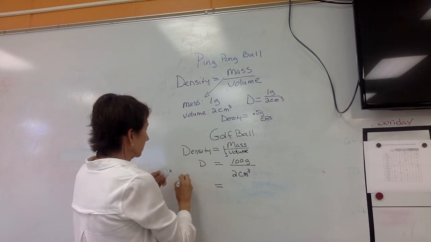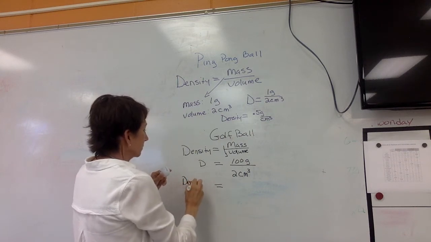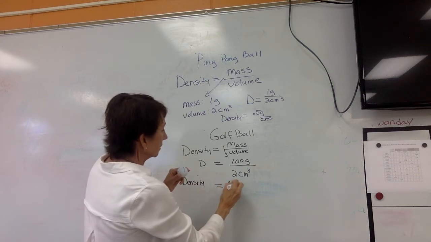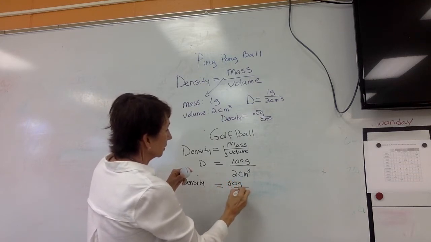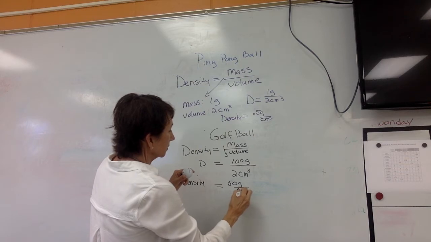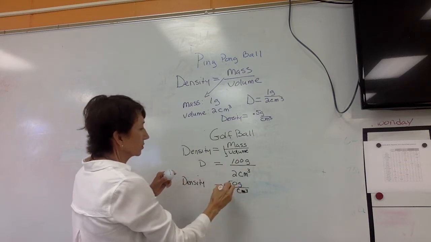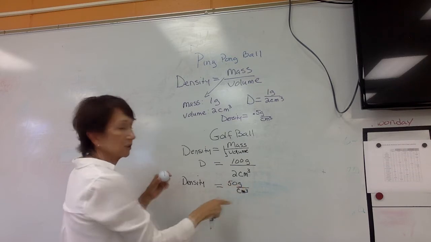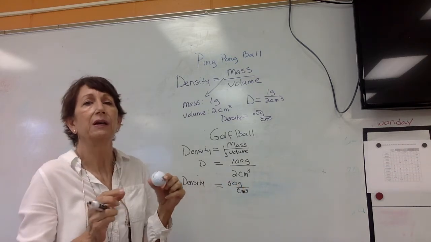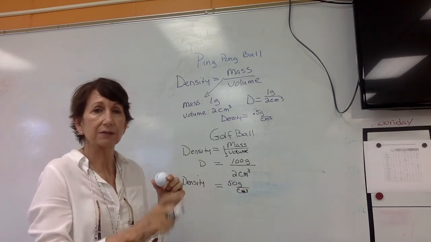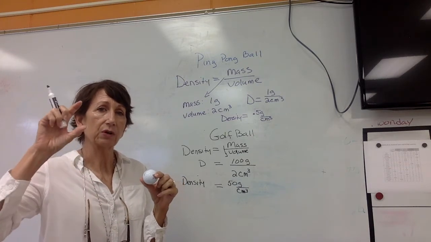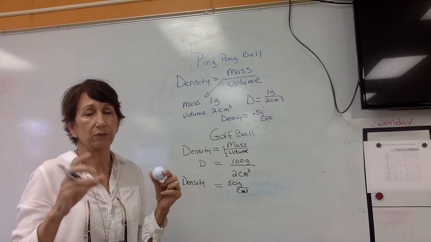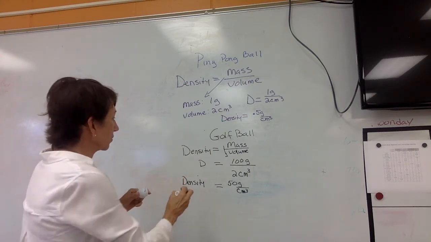All right, and when I divide, I just divide 100 grams by 2 cubic centimeters, and the result for the density of my golf ball is going to be 50 grams per cubic centimeter. Okay, because 100 divided by 2 is 50. Again, there's my density units, and you should be able to identify the units of density. It's not mass, it's not volume, it's its own units: grams per milliliter, or grams per cubic centimeter. So, all right, there we are.